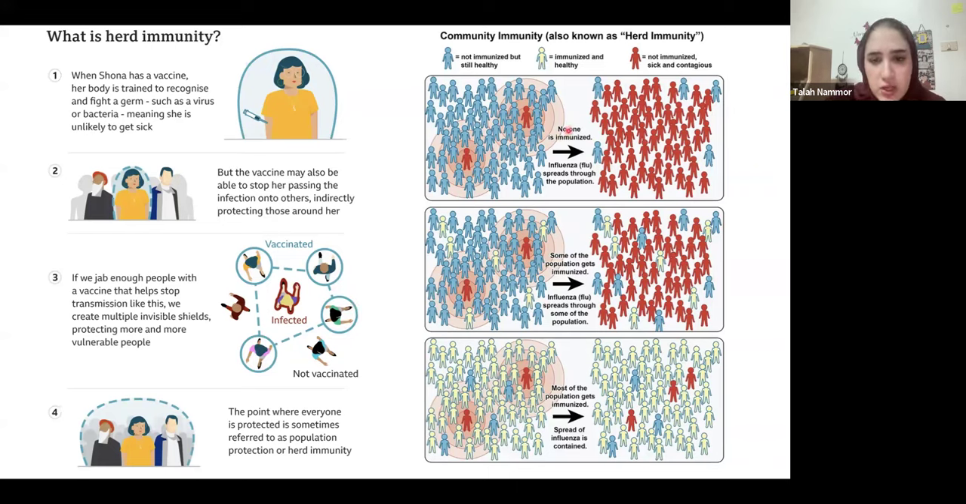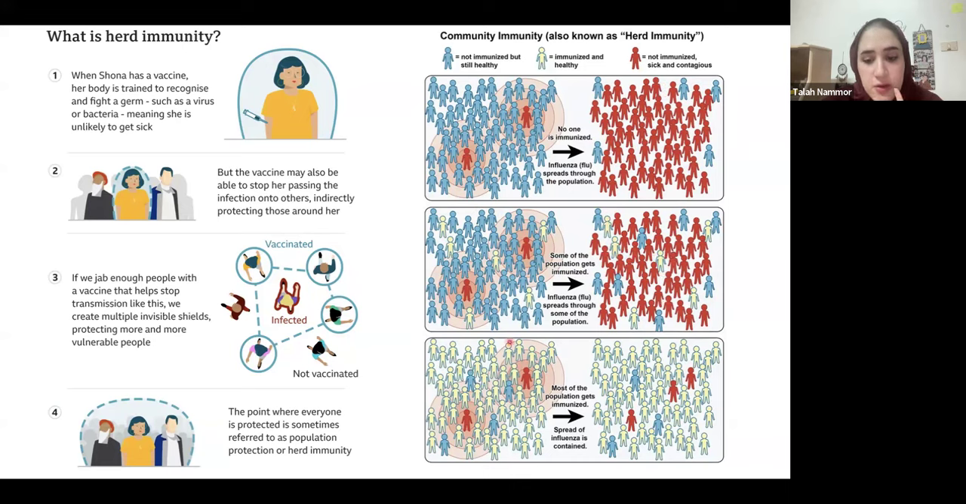So this is no one is immunized. If one person was infected, he went and met all these people, he's going to infect them all. So you see how everyone is infected. Here, if we have a couple of people that are vaccinated and those people are infected, if they spread the virus, it's less than this, right? Because we have some people that are protected.